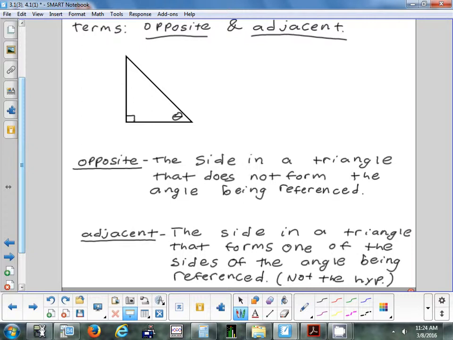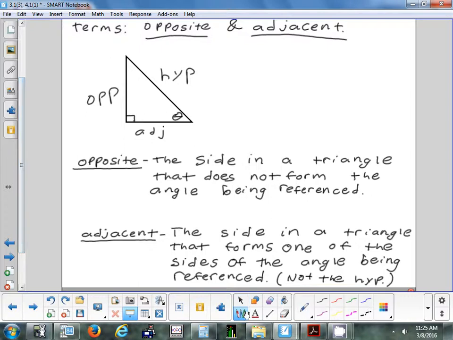So in this picture, this side is adjacent. It's adjacent because it's right next to the angle. If I took it away, I'd no longer have an angle here anymore. Okay, so the adjacent side is one of the sides of the angle that we're referencing. And it's not the hypotenuse. Okay, so that's how you'd label that diagram.